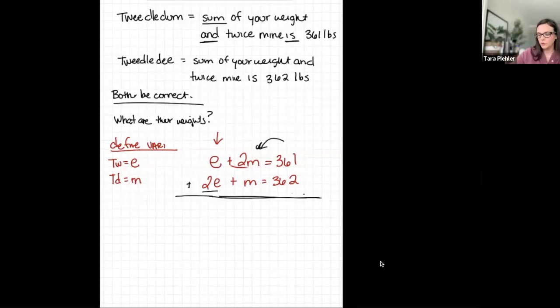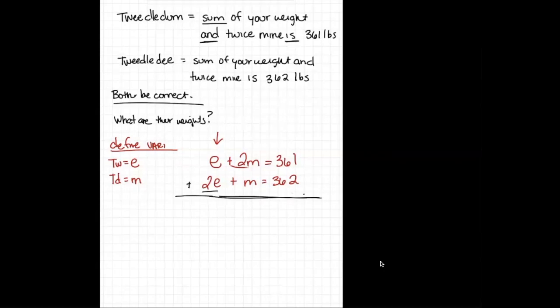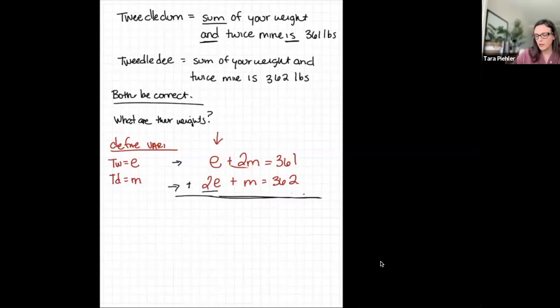So here's my question. If you were to do the elimination method, what would be the easiest way? What would you have to multiply on one of these to cancel out a variable?